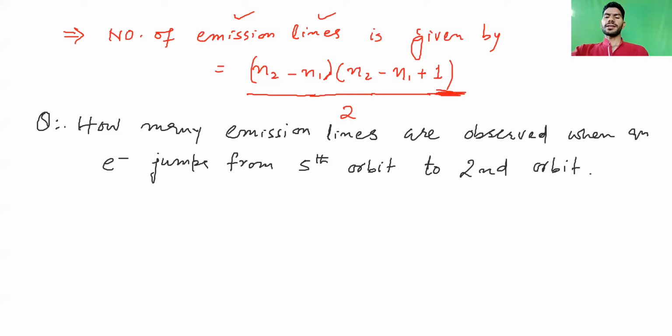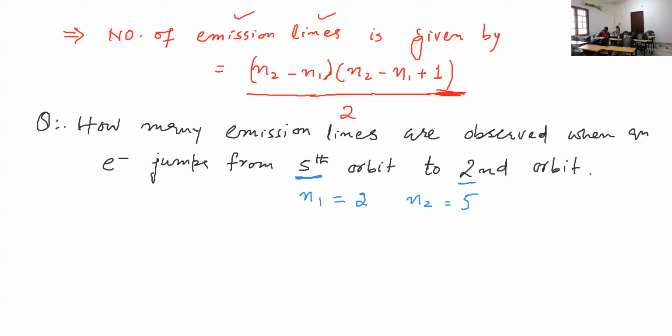So what is the formula? Simply N2 minus N1. First of all, tell me what is N1 and what is N2 given in the question. N1 is always the smaller value, so the second orbit, that is 2, is your N1, and the higher value, the fifth orbit, is N2 equal to 5. Got it?